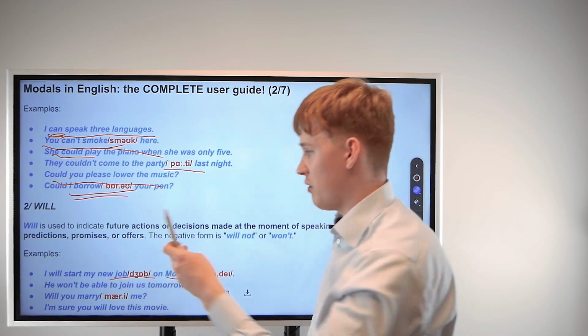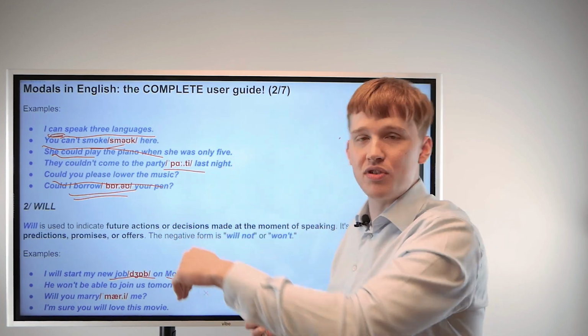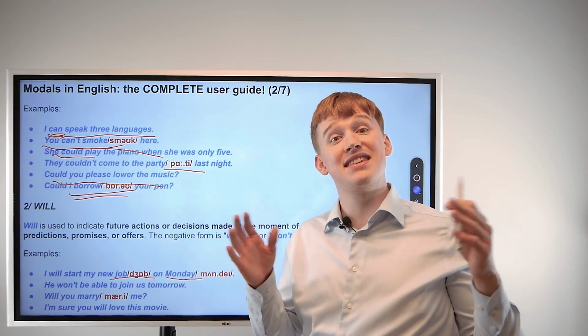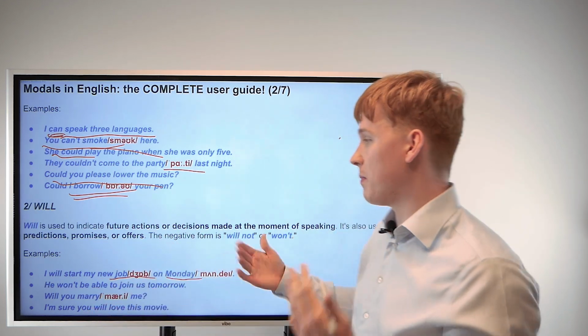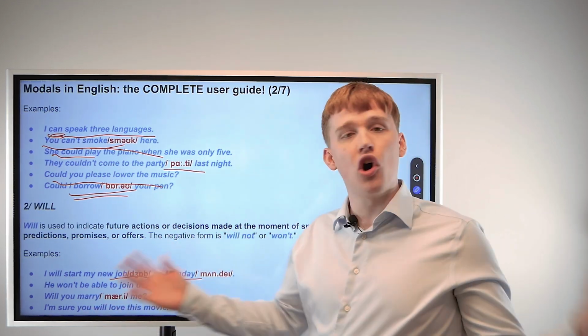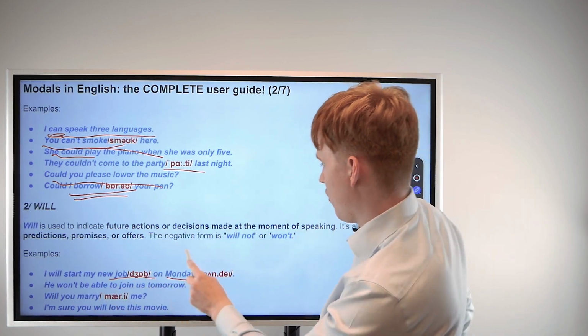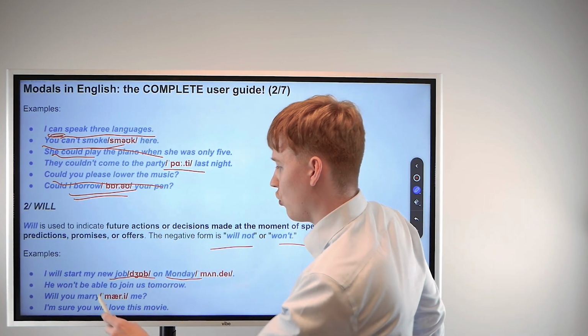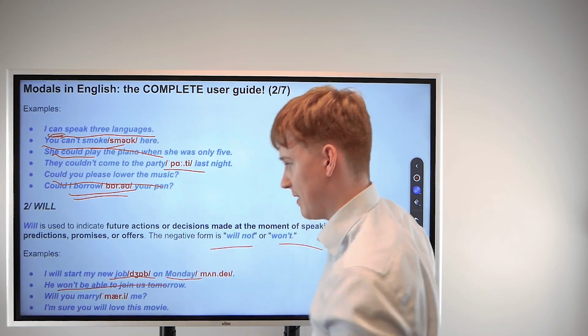Next up, he won't be able to join us tomorrow. Fabulous. So in the future, he won't be able to do that because this is the negation for will. Will and won't is the opposite there. So you will not be able to do that, which is won't. There we go. So if you can see here, will not or won't. So he won't be able to join us tomorrow, unfortunately.